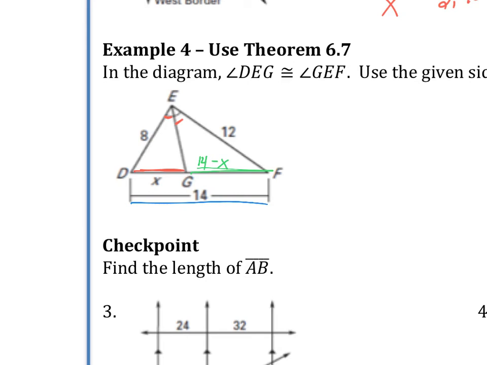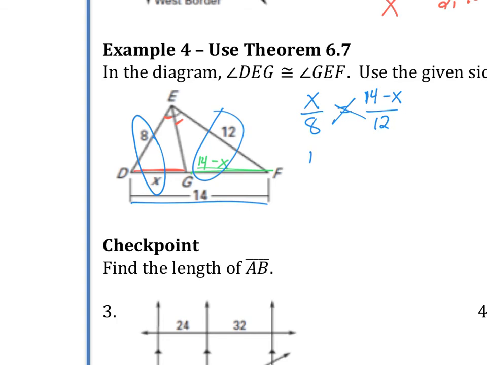And then we have to set up a proportion. So the stuff on the left side of the bisector is going to be together, and the stuff on the right side is going to be together. So we can do X over 8 is equal to 14 minus X over 12. And from here we will cross multiply. Again, X over 8 equals 14 minus X over 12. We end up with 12X equals 8 times 14 minus X.